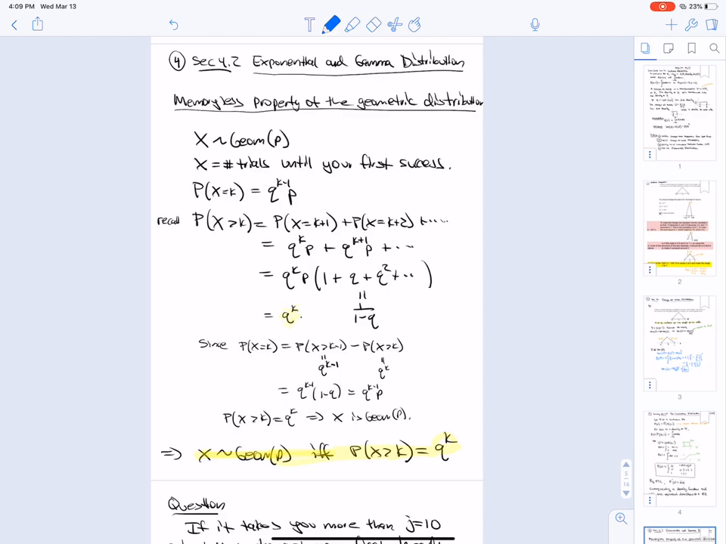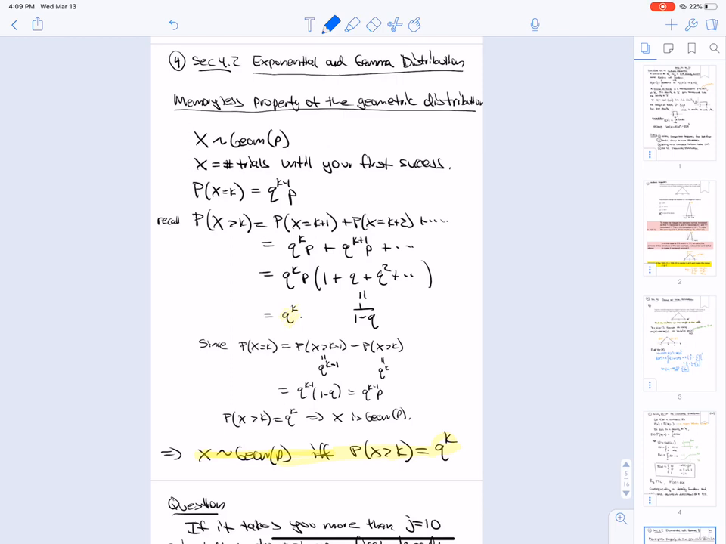Well, we can write probability that x is k in terms of the probability that x is greater than k minus 1 minus the probability that x is greater than k. And using our formula, we see that we get the geometric formula. So probability that x is greater than k equals q to the k implies that x is geometric. We get the geometric formula.